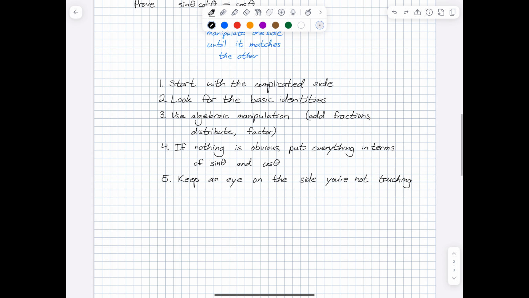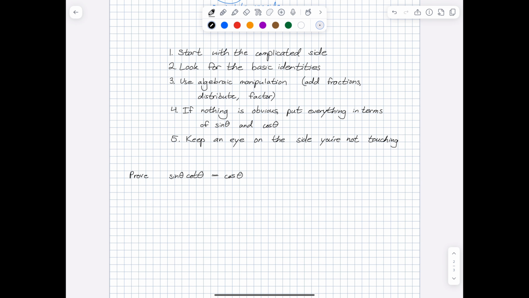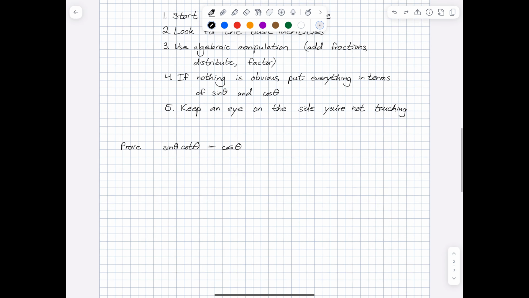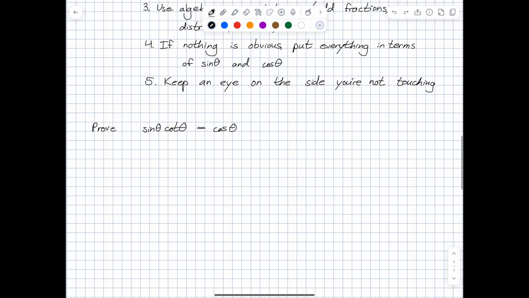So I'm going to start with this example I put at the top. We're going to prove that sine multiplied by cotangent is equal to cosine. I noticed that I can actually use strategy 1 always because the more complicated side is on the left. So I'm going to start there. On the left-hand side, we're going to manipulate whatever we can. And I see this cotangent in here, and I know some basic identities about cotangent.